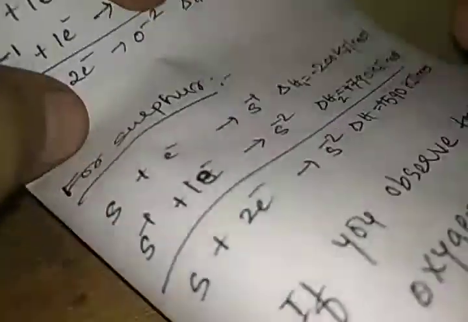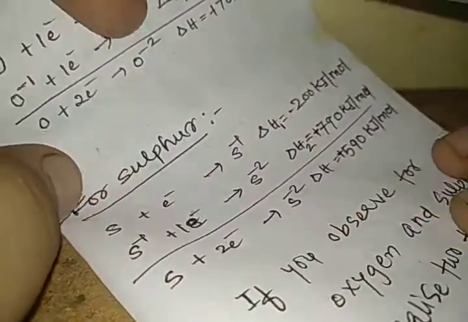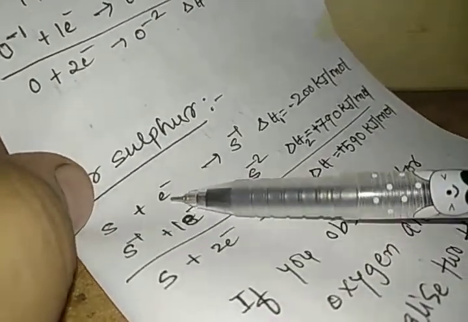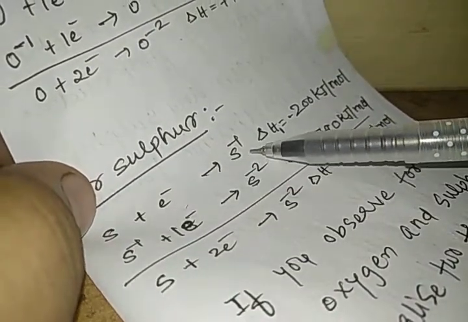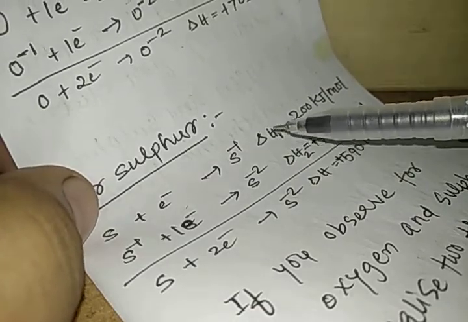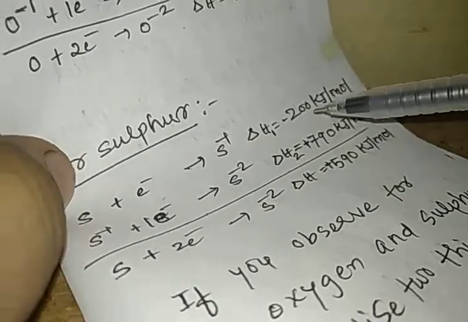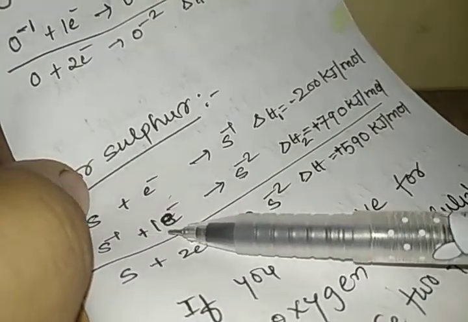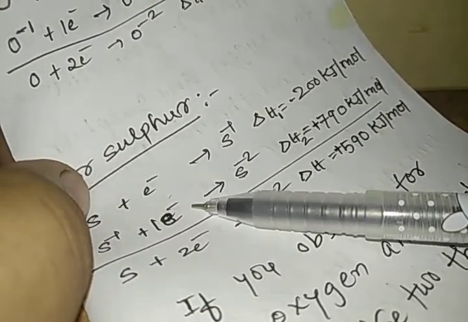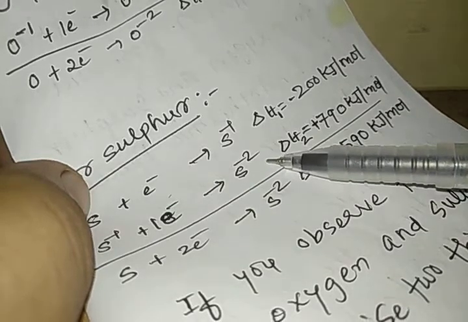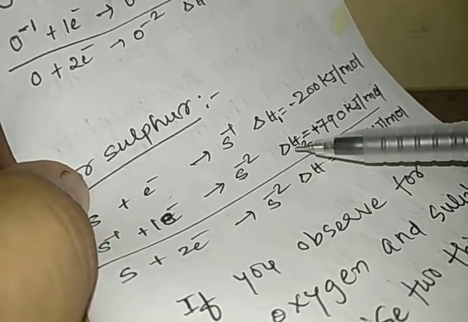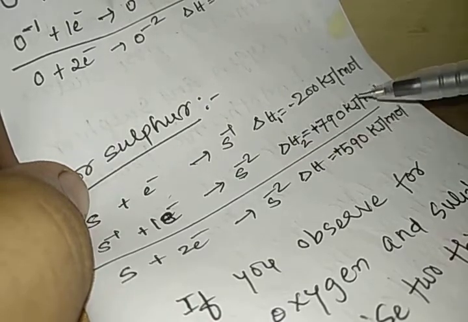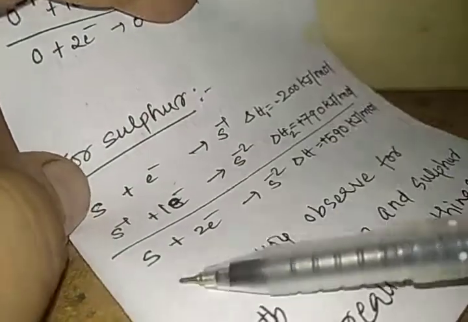In the same way for sulfur, we can easily understand that when sulfur adds 1 electron it turns into the uni-negative sulfur ion, and delta H1 for this reaction is minus 200 kilojoule per mole. When the uni-negative sulfur ion adds 1 electron, it goes to di-negative S minus 2, the sulfide ion. For this the enthalpy change delta H2 is plus 790 kilojoule per mole.